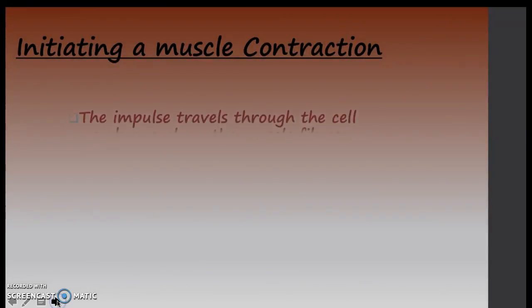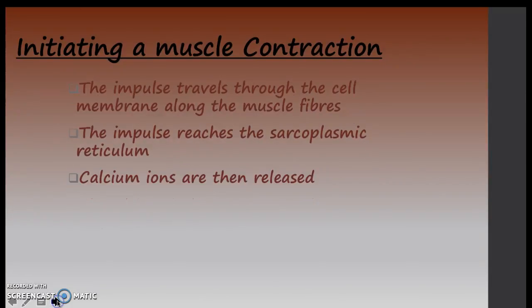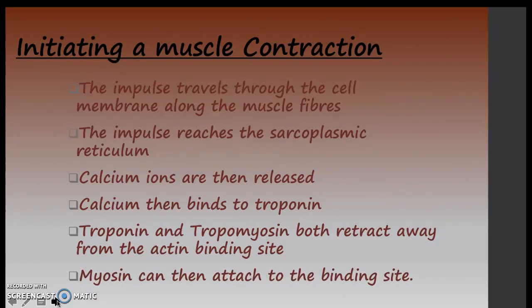So now we're going to look at what happens before the contraction. The impulse travels through the cell membrane along the muscle fibres. The impulse reaches a sarcoplasmic reticulum. The calcium ions are then released, and these calcium ions can then bind to the troponin. Troponin and tropomyosin both retract away from this actin binding site, which allows myosin to attach to the binding site.